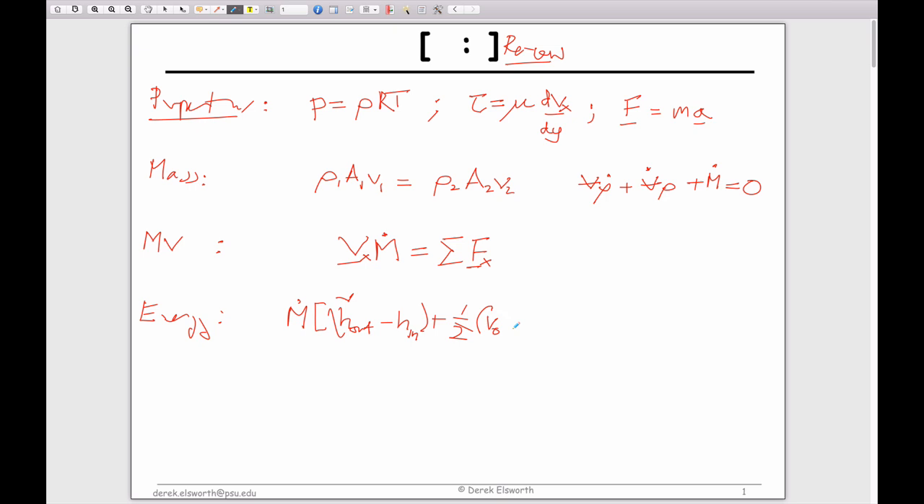V out squared minus V in squared. This is, look, apart from horrible. Plus the elevation term, gravity times Z out minus Z in. And those have to equal thermal work, Q net in, and work, mechanical work, shaft work, I guess.